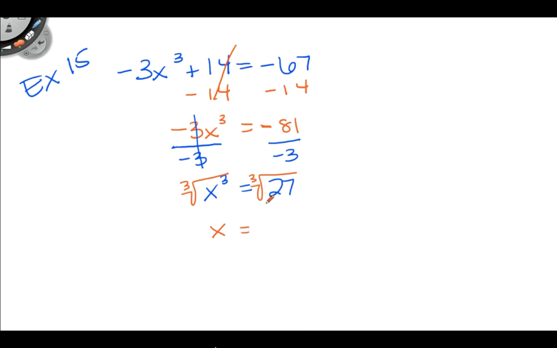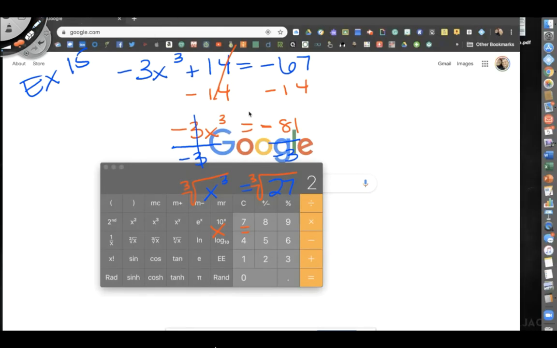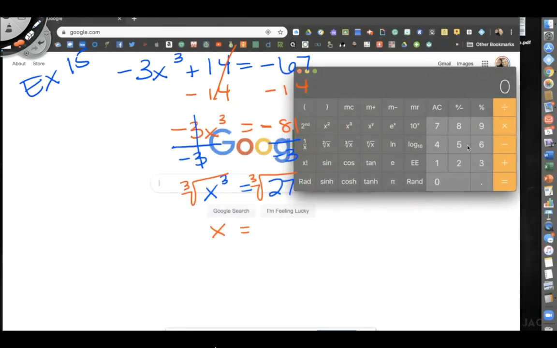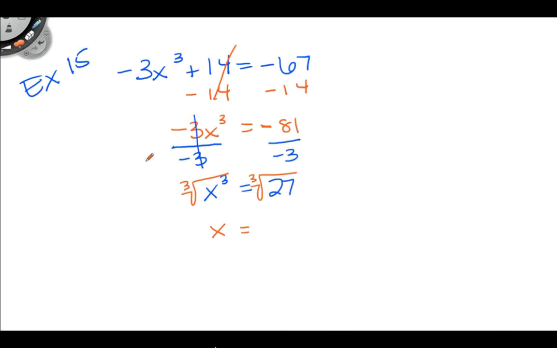And the cube root of 27, well, let me just make sure we touch bases with our calculator here, just to make sure you understand how to use it. Let me show you one more time. 27 cube root is 3. All right, so we pull this back up. And the answer is 3. All right, last one. Here we go.